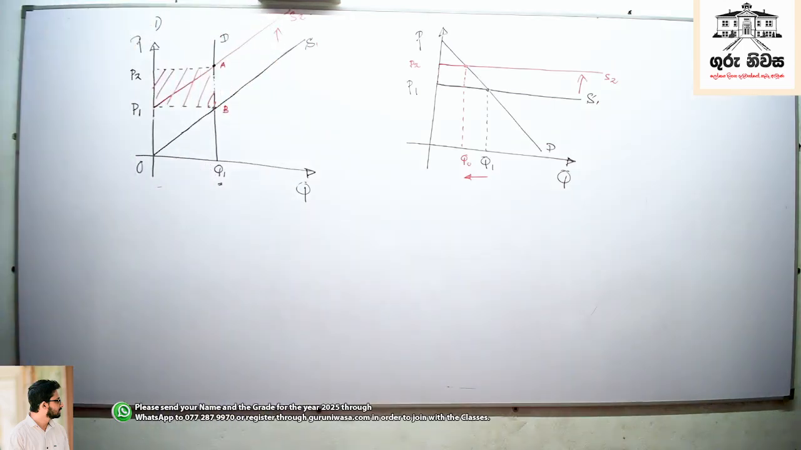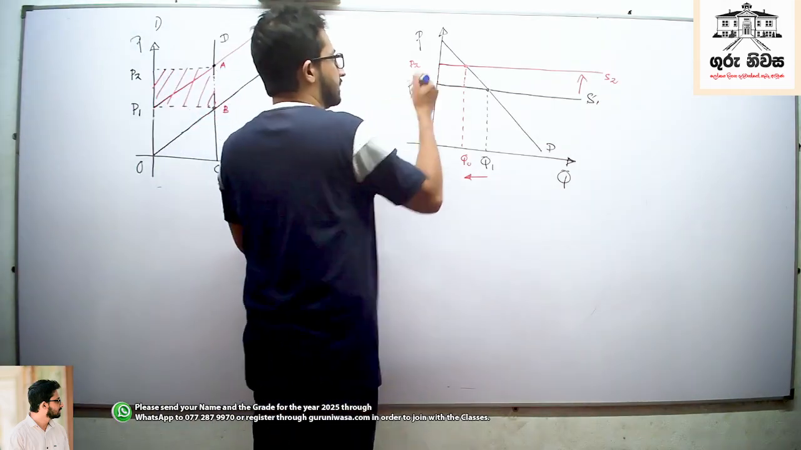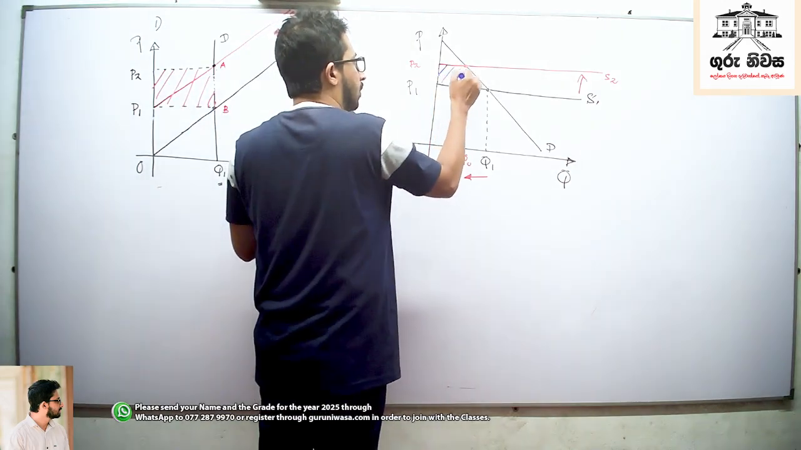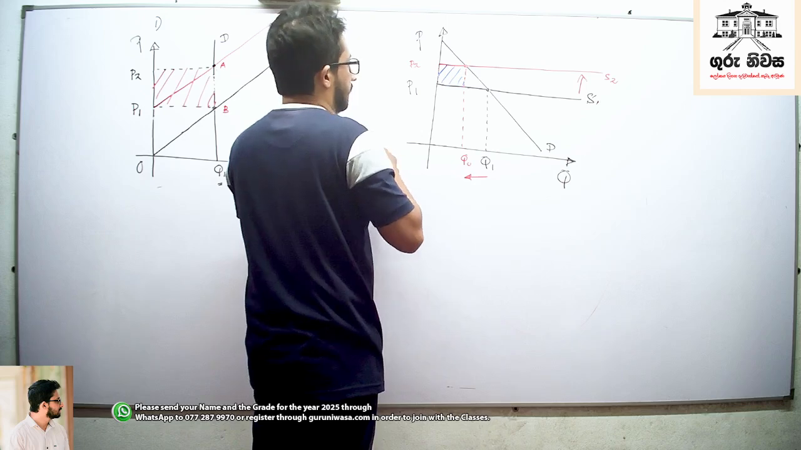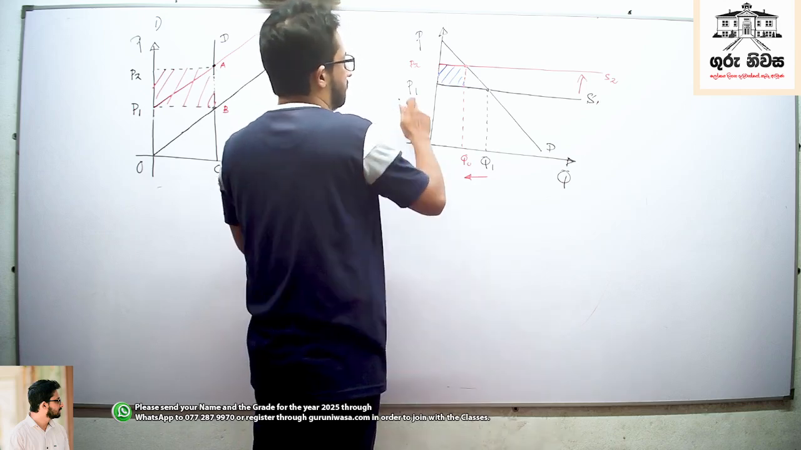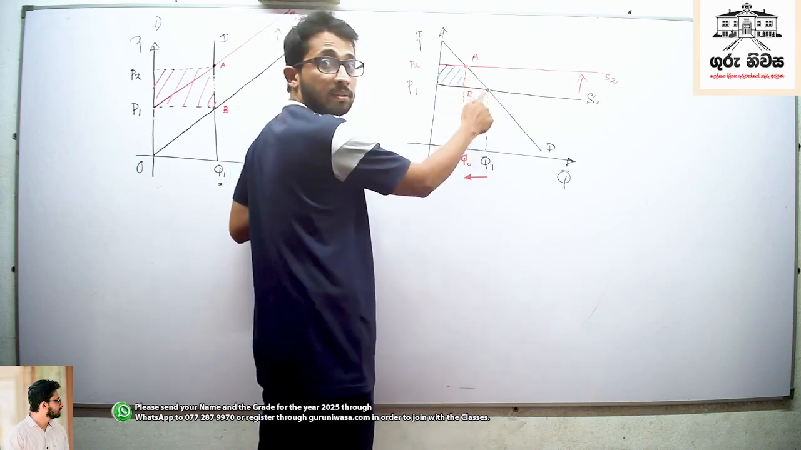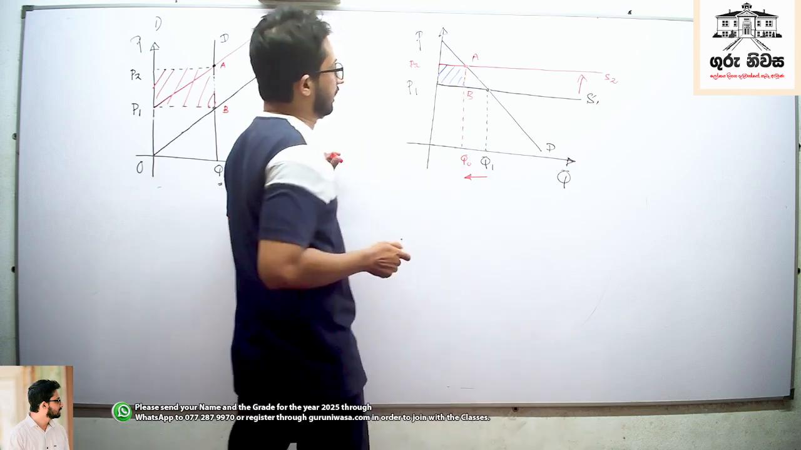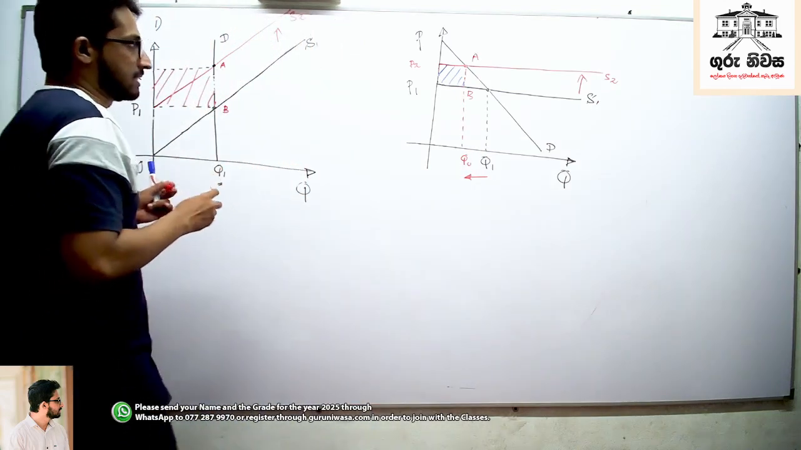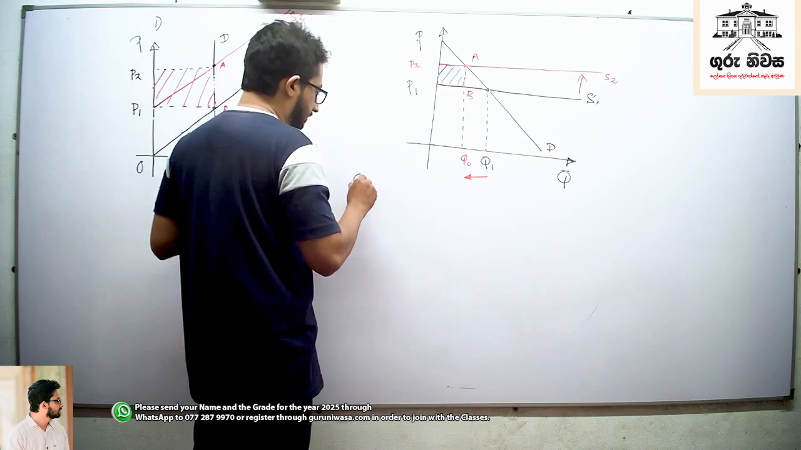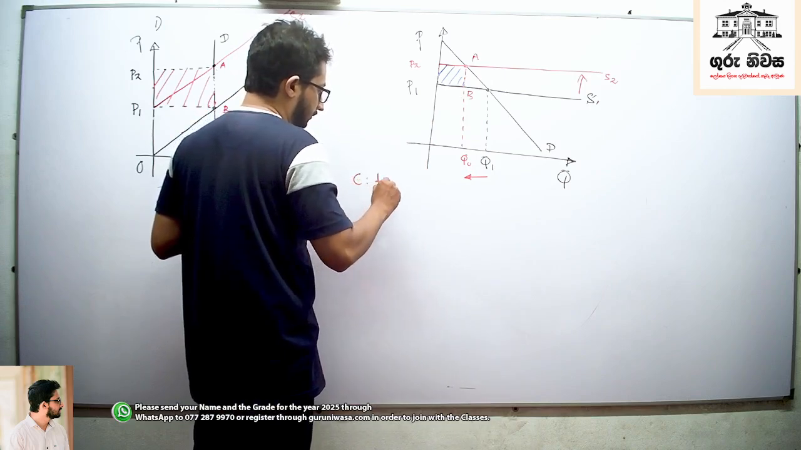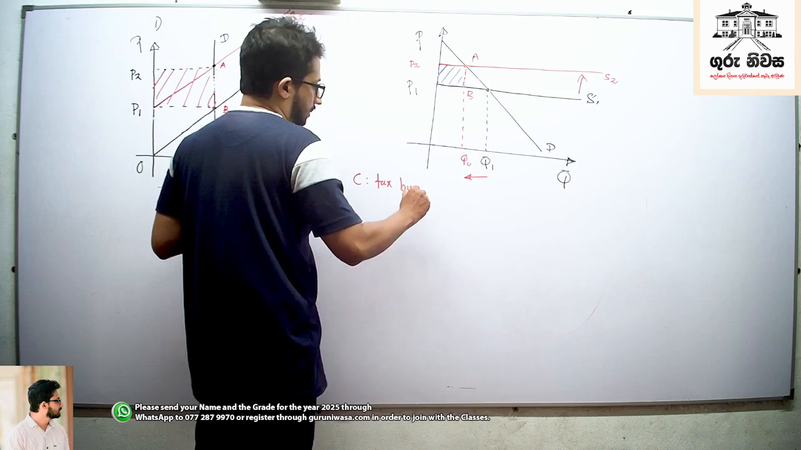So this is the tax burden, the small area. Then I'll put letters P1, P2, A and B. Here, not here, A and B. Then you can say consumer tax burden, consumer tax.